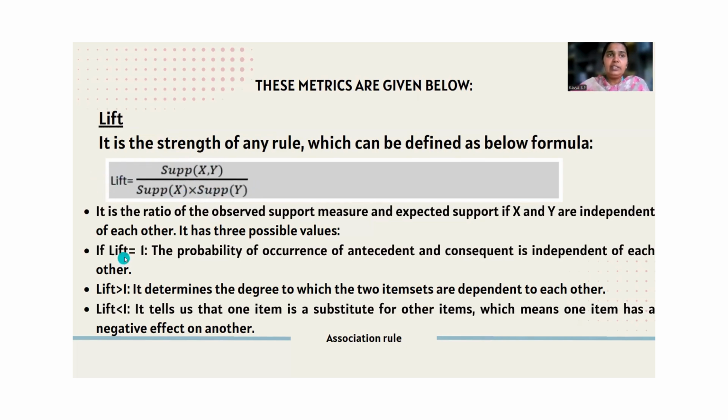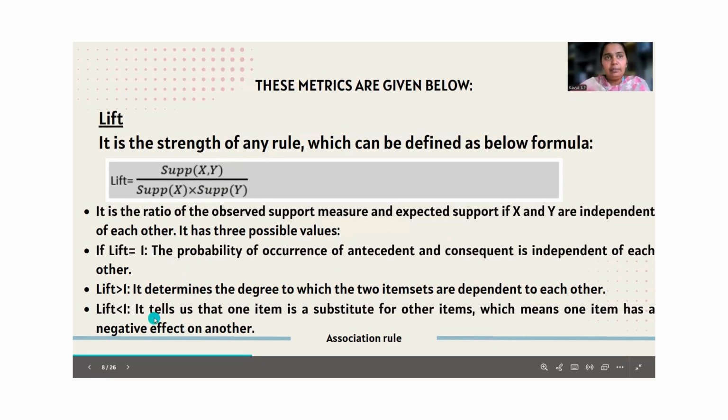Say if that lift is greater than 1, so the resultant value will be a decimal value. If that resultant value is greater than 1, we say that these 2 item sets are related or dependent on one another. If it is precisely equal to 1, they are independent of each other.